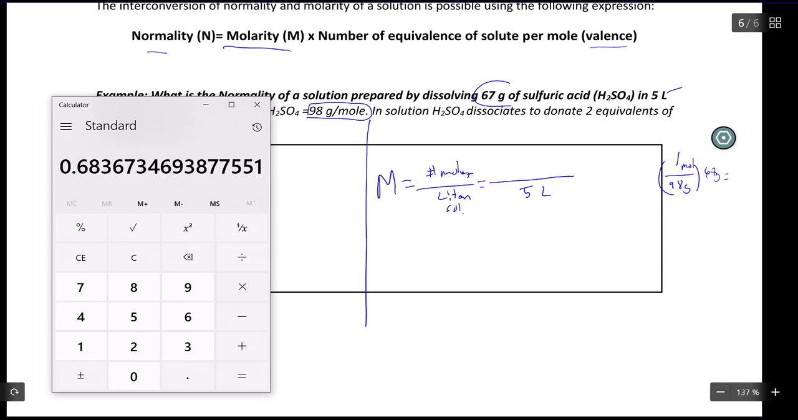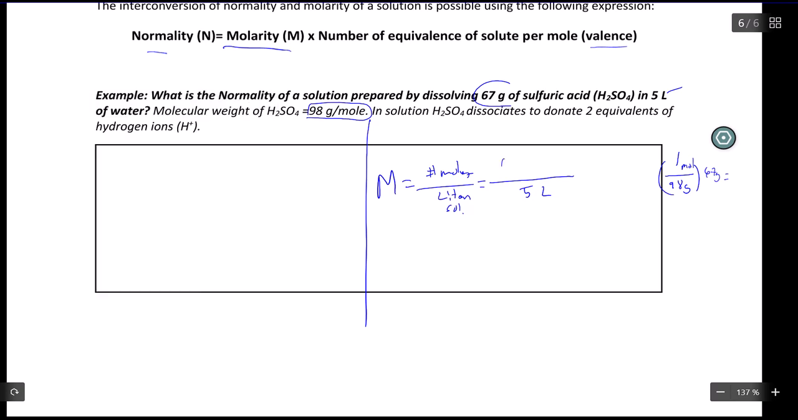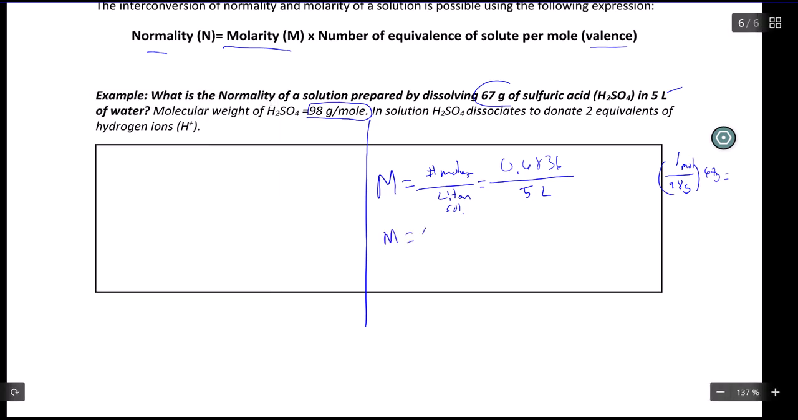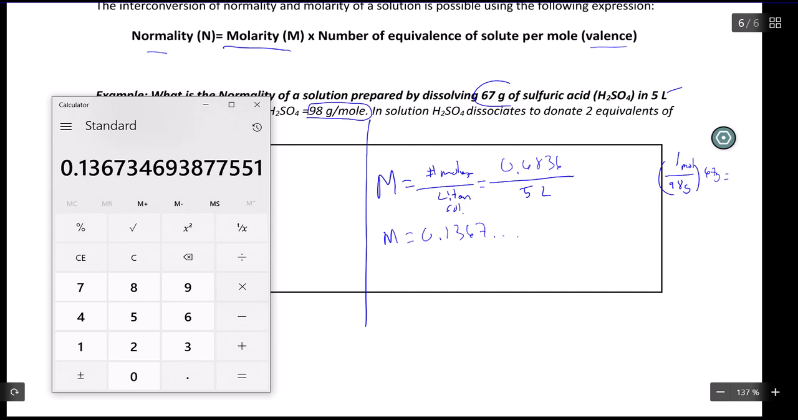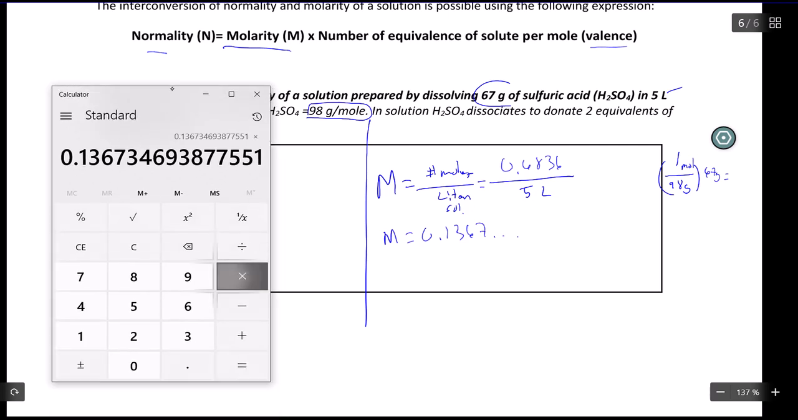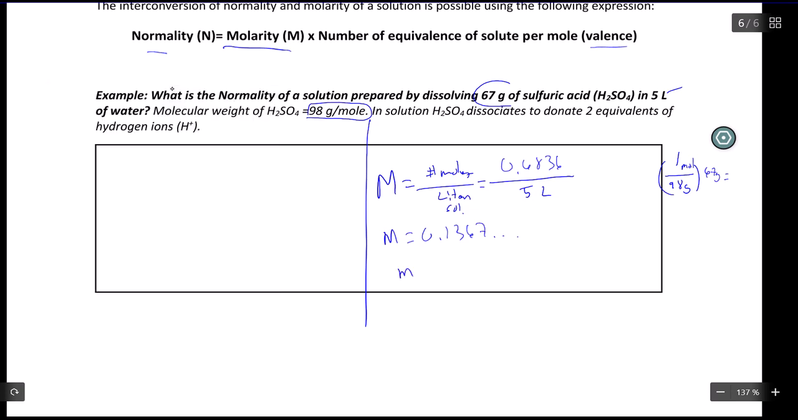That's going to be the number on top here, 0.683, which is 67 divided by 98. You can keep it in your calculator. And then I'm going to divide that by 5, and I get this number. So my molarity is equal to 0.1367. Now that is the molarity of the solution. If I multiply it by the valence, in this case 2, because it dissociates, so we have the 2. If I multiply this by 2, I get that number. So if I take M times 2, I get 0.2735. This is equal to my normality, big N.